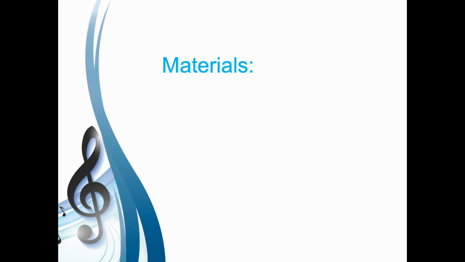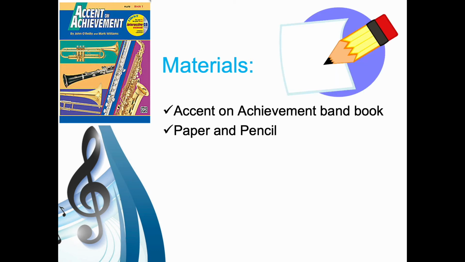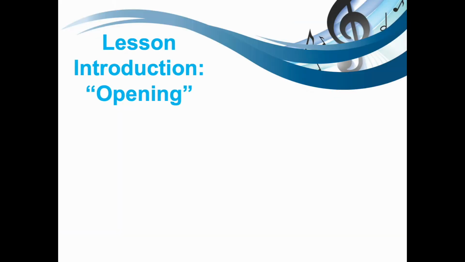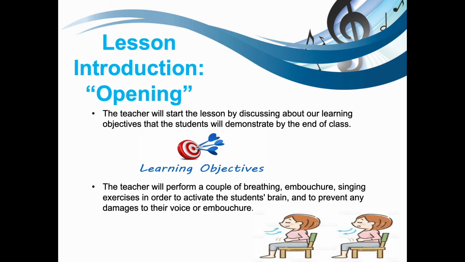The materials for this lesson are the Accent on Achievement band book for their specific instrument, paper and pencil to write down the first couple of solfege and justify their answers, and last but not least, their instruments. Now, for the lesson introduction or opening of my lesson, we will discuss our learning objectives that the students will demonstrate by the end of class. We will also do a set of exercises to prevent any damage to their embouchure or their body in general.